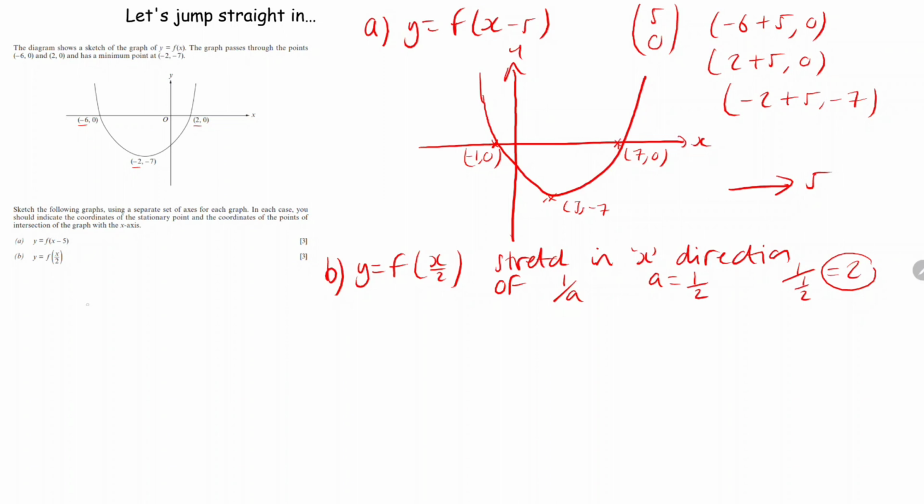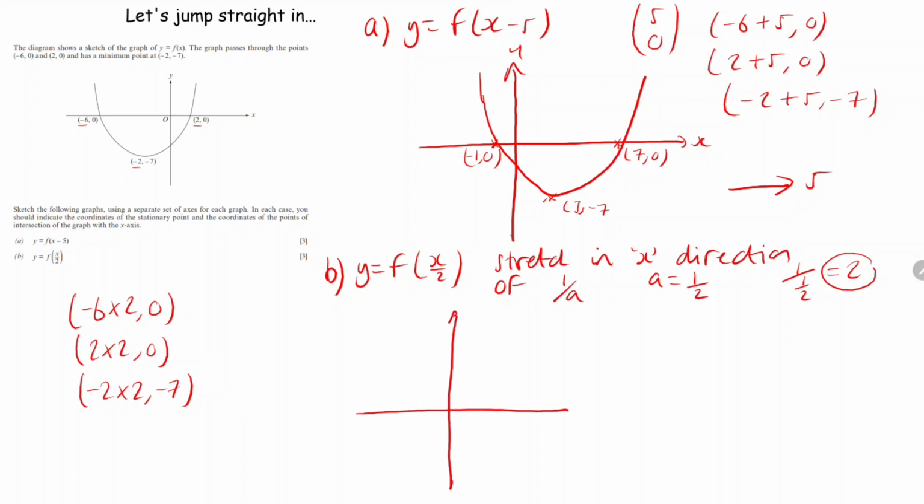Okay, so for our three coordinates, we're going to have minus 6 times 2, 0. The y coordinates won't be affected by this transformation. Then we're going to have 2 times 2, 0. And then finally, minus 2 times 2, minus 7. And then we can sketch where these coordinates are going to be.